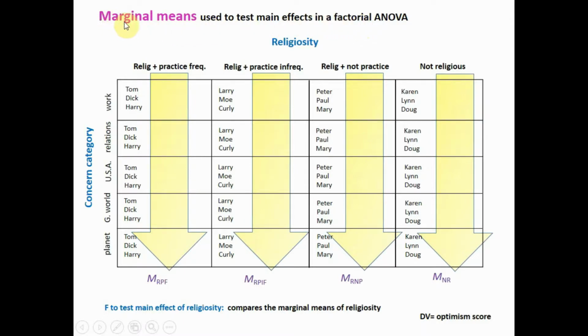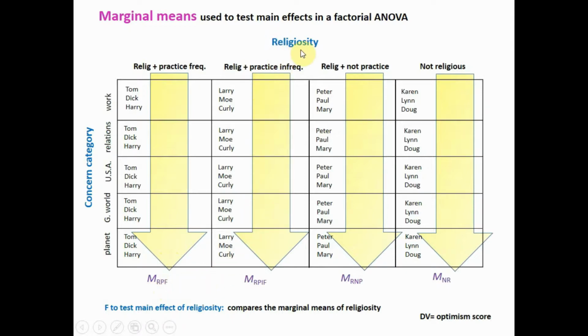Now let's go back to what we mean by a marginal mean. A marginal mean is the mean of all the scores in one level of just one factor. Here we're looking at religiosity, and if we figure out the mean of all the scores in this column, then we're figuring out the marginal mean. RPF stands for religious practicing frequently. Again, there are optimism scores here, here, here, and finally here. If you take all those scores, add them up and divide to get a mean, this is the marginal mean for religious practicing frequently.